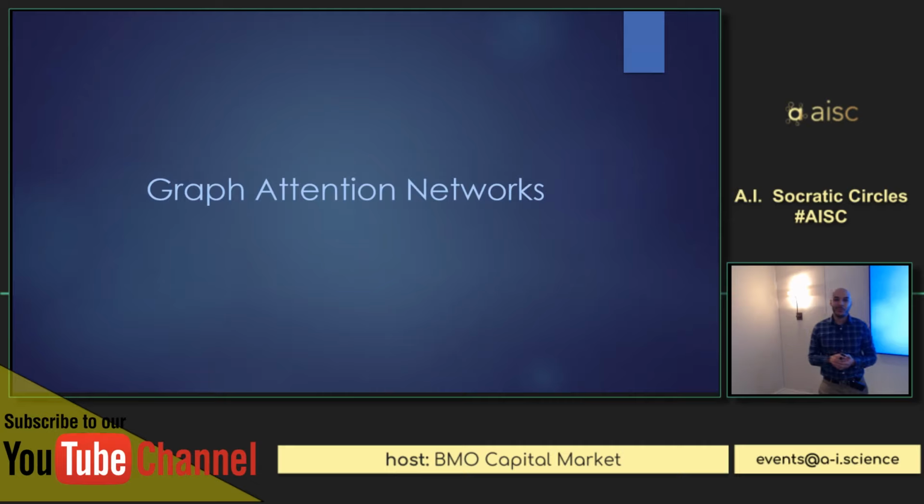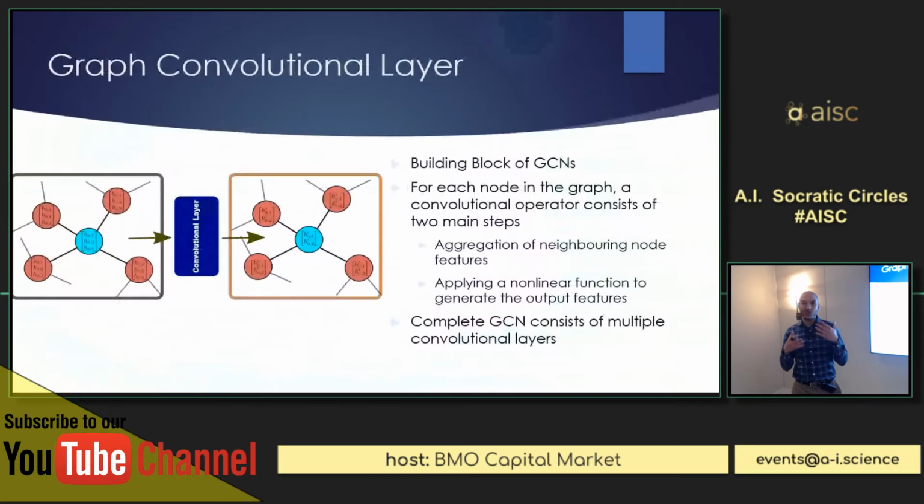So this was basically just the context. Now we get to graph attention networks. But first, we start with what is a graph convolutional layer, right? A graph convolution layer, as I've been saying, is just a building block of the complete graph convolutional network. As I said, every node in the graph has a feature vector. At the start, it's the input that is provided.